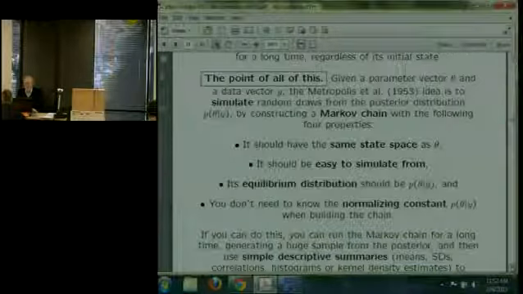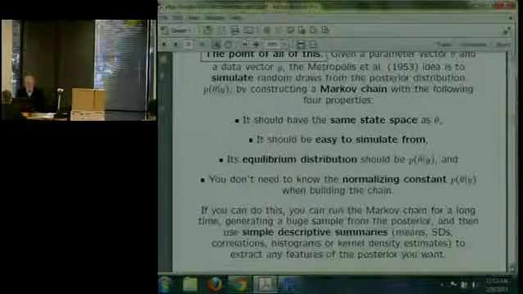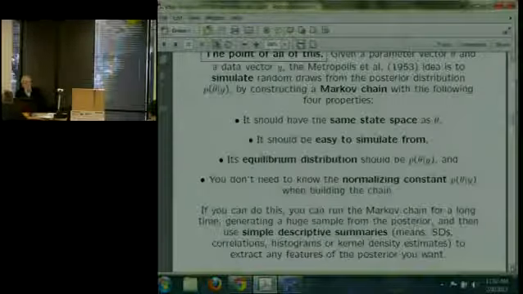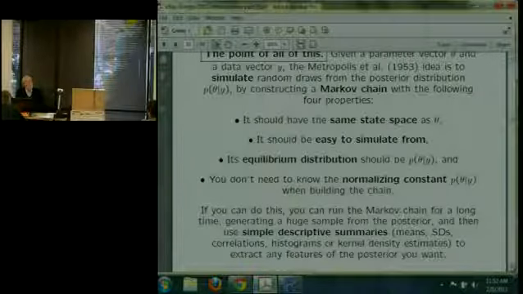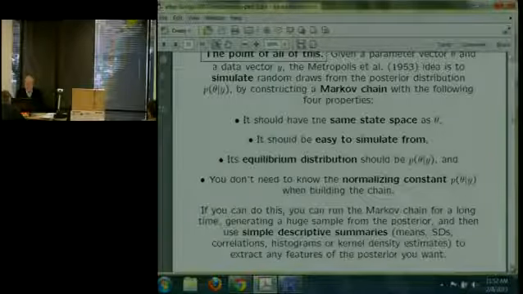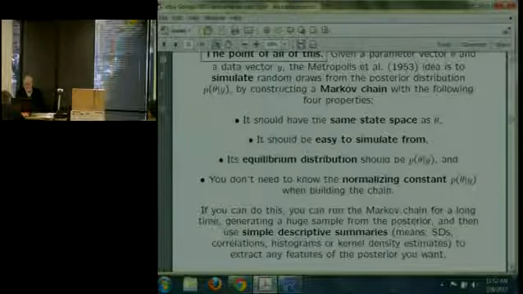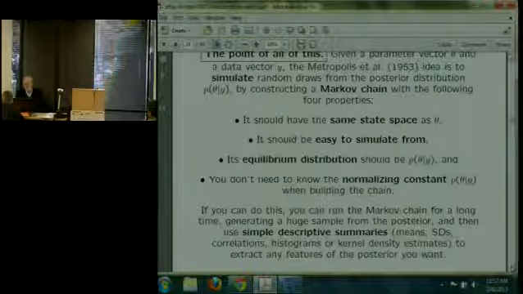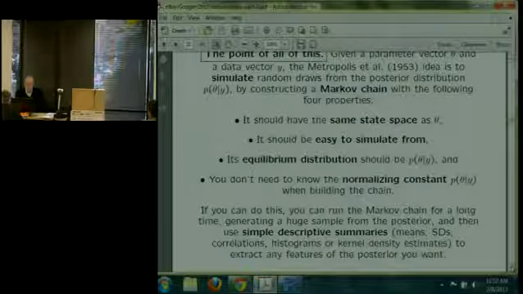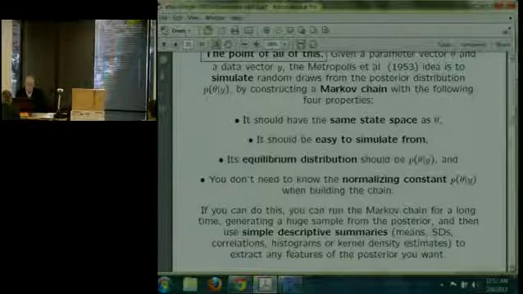If you can do this, then you can run the Markov chain for a long time, as I said before, starting from anywhere you like, running it for a while until it's reached equilibrium, and tossing away that stuff that you didn't really care about while it was finding equilibrium. And then, once it's gotten to equilibrium, generate a huge sample of draws from the posterior distribution, and then just use simple descriptive summaries like we talked about before. Sample means, sample standard deviations, sample correlations, sample histograms, or sample kernel density estimates to extract any features of the posterior that you want.